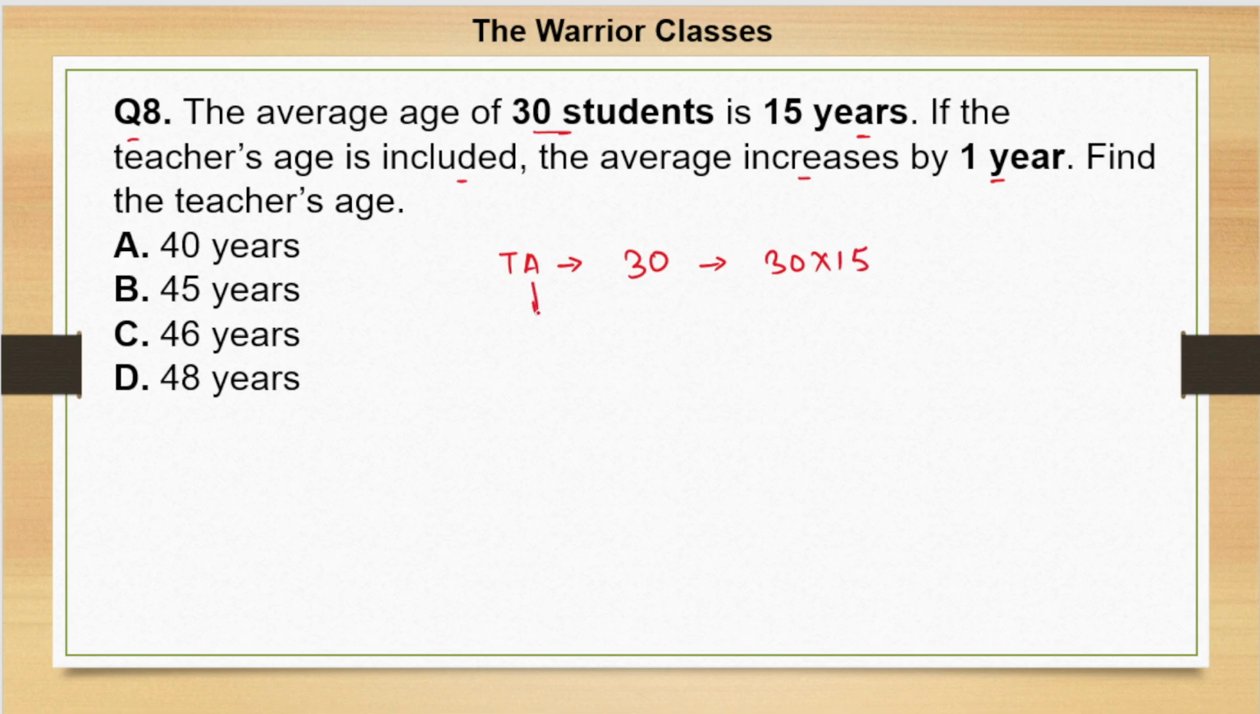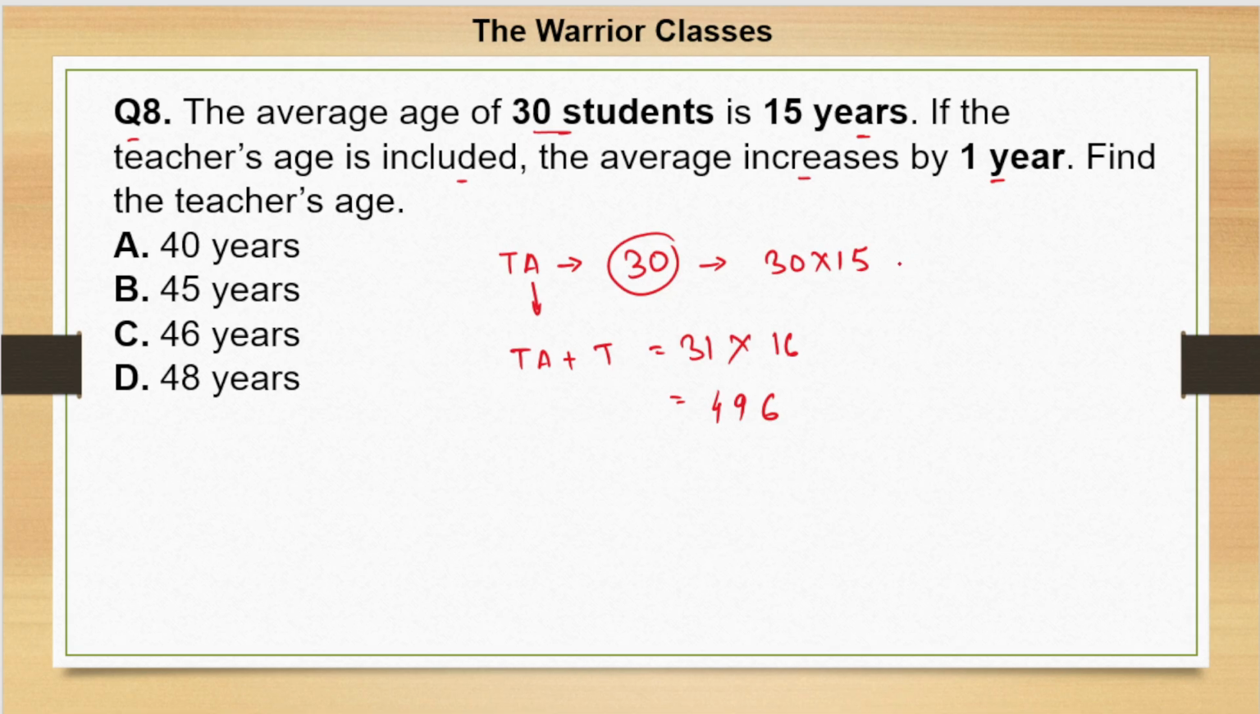Now total age after including the teacher: the number becomes 30 and one teacher will be 31, and the average increased by 1. Now the average will be 15 and 1, that will be 16 years. Now total age is 31 multiplied by 16. So 16 ones are 16, 16 threes are 48 and 1 carried, 49.